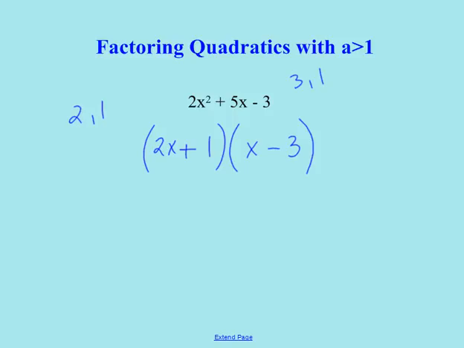Now I want that middle term to be positive 5x. So I'm going to have to change my signs in my parentheses, switch these around a little bit, and make this the positive and this the negative.